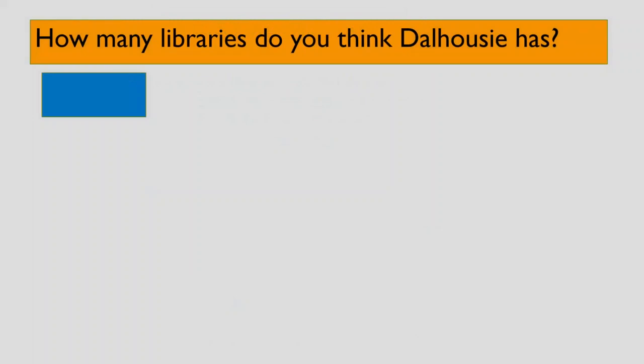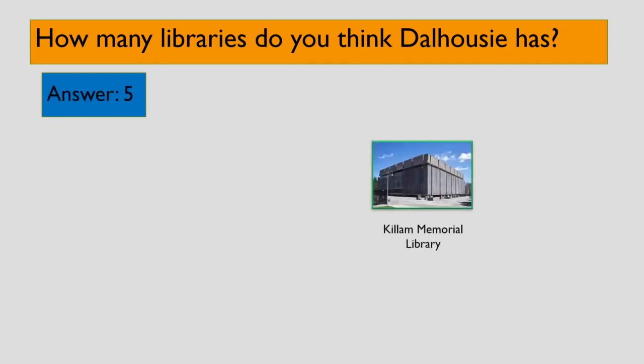How many libraries do you think that Dalhousie University has? If you guess 5, that is the correct answer. So there is the Killam Memorial Library on the Studley campus. This is the largest library at Dalhousie University, and it serves the subject areas of economics, business, management, computer science, the sciences, the humanities, and the social sciences.